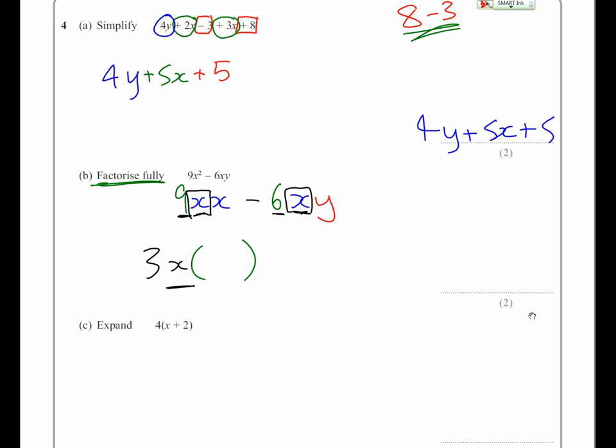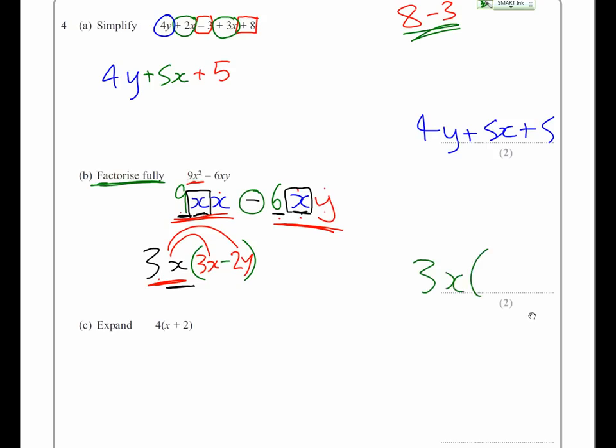Then you think you've got 3y on the outside. What do you have to times it by to get to 9x times x, or 9x squared? Well, we need another x, and we also need to times by 3. Next one. You think you've got 3x. What do you have to times it by to get 6xy? Well, we've already got the x. We've already got 3, so we need to times by another 2. And we also need this y involved. Then you look at your sign. It's a minus. So that's your answer.